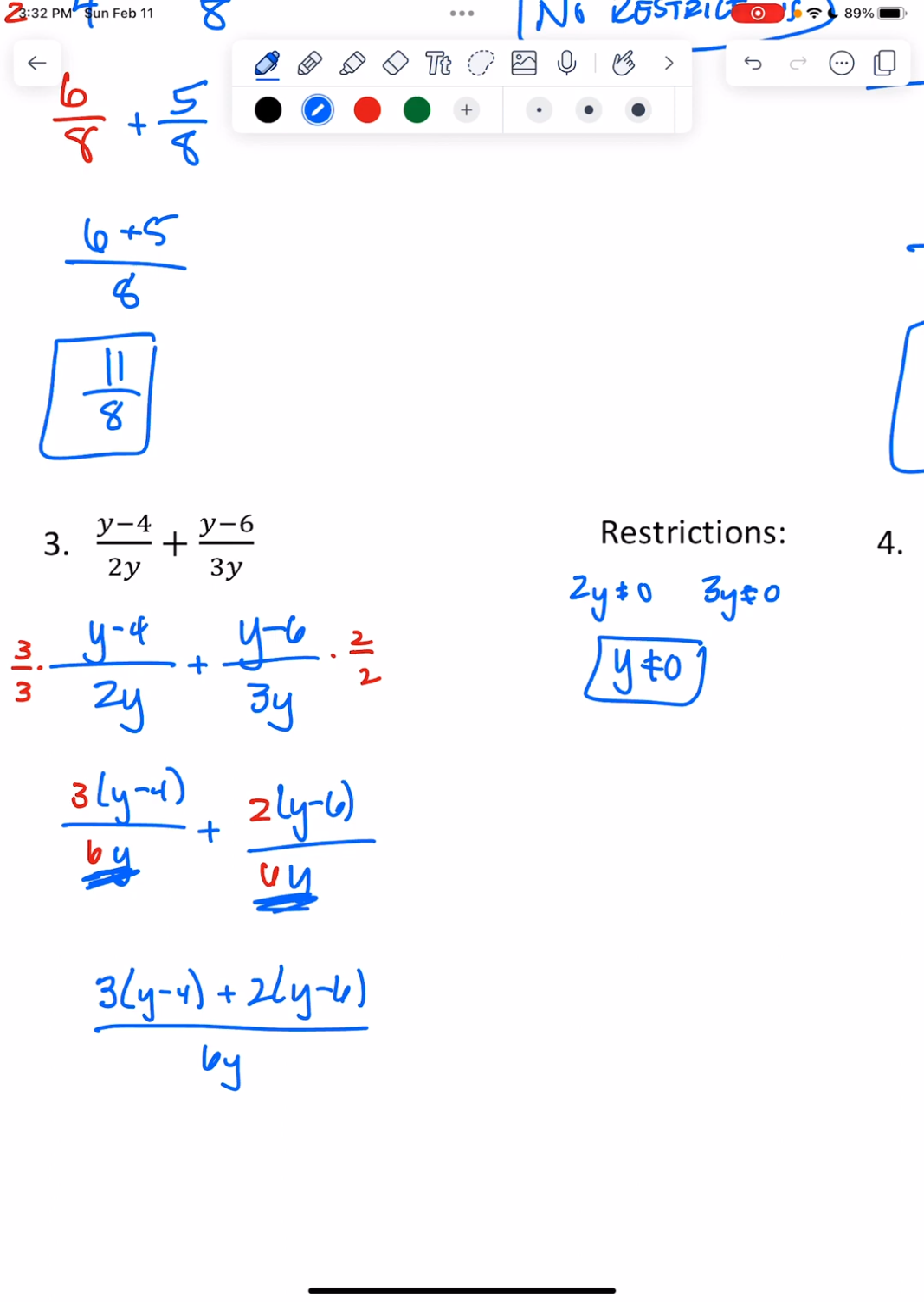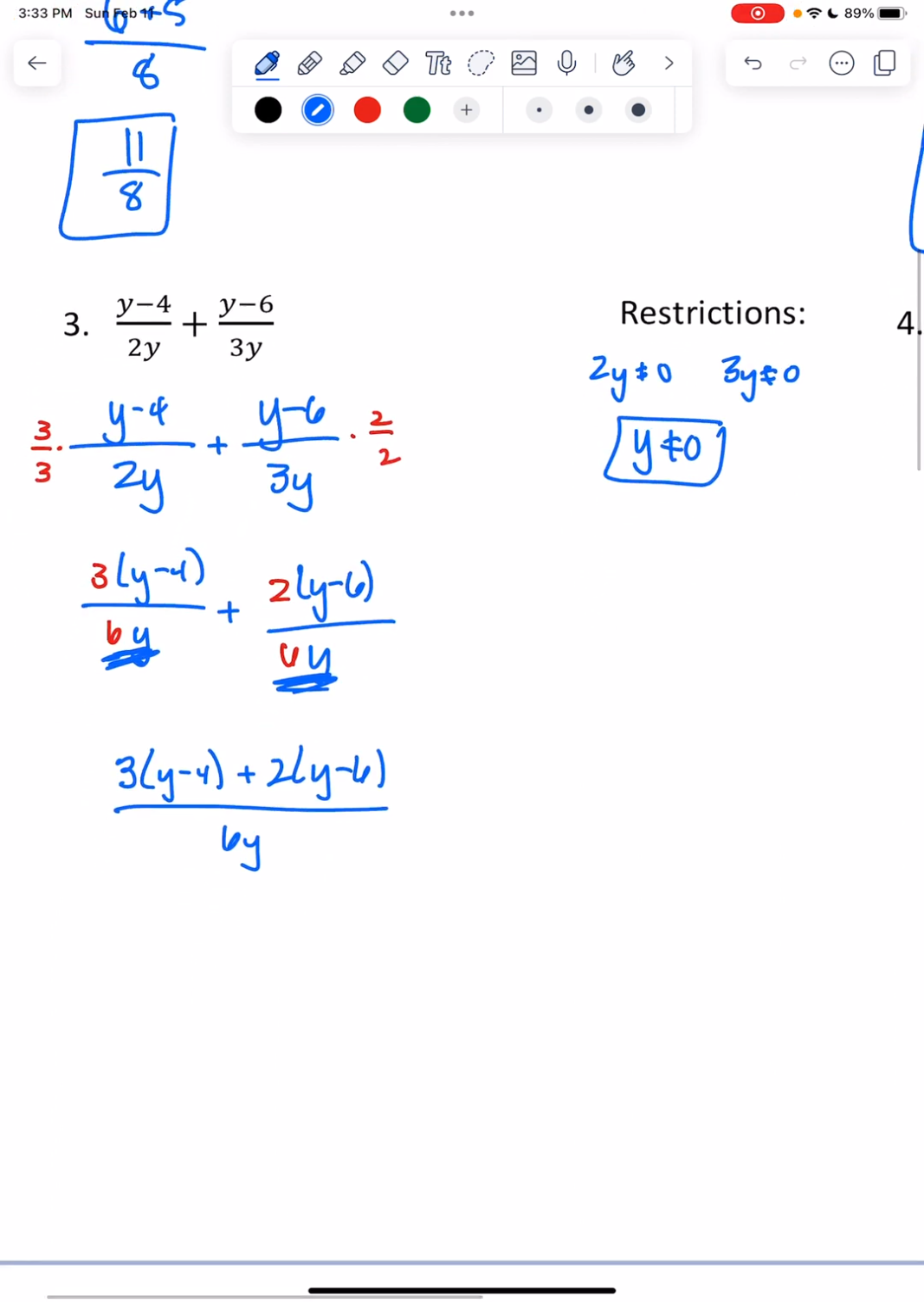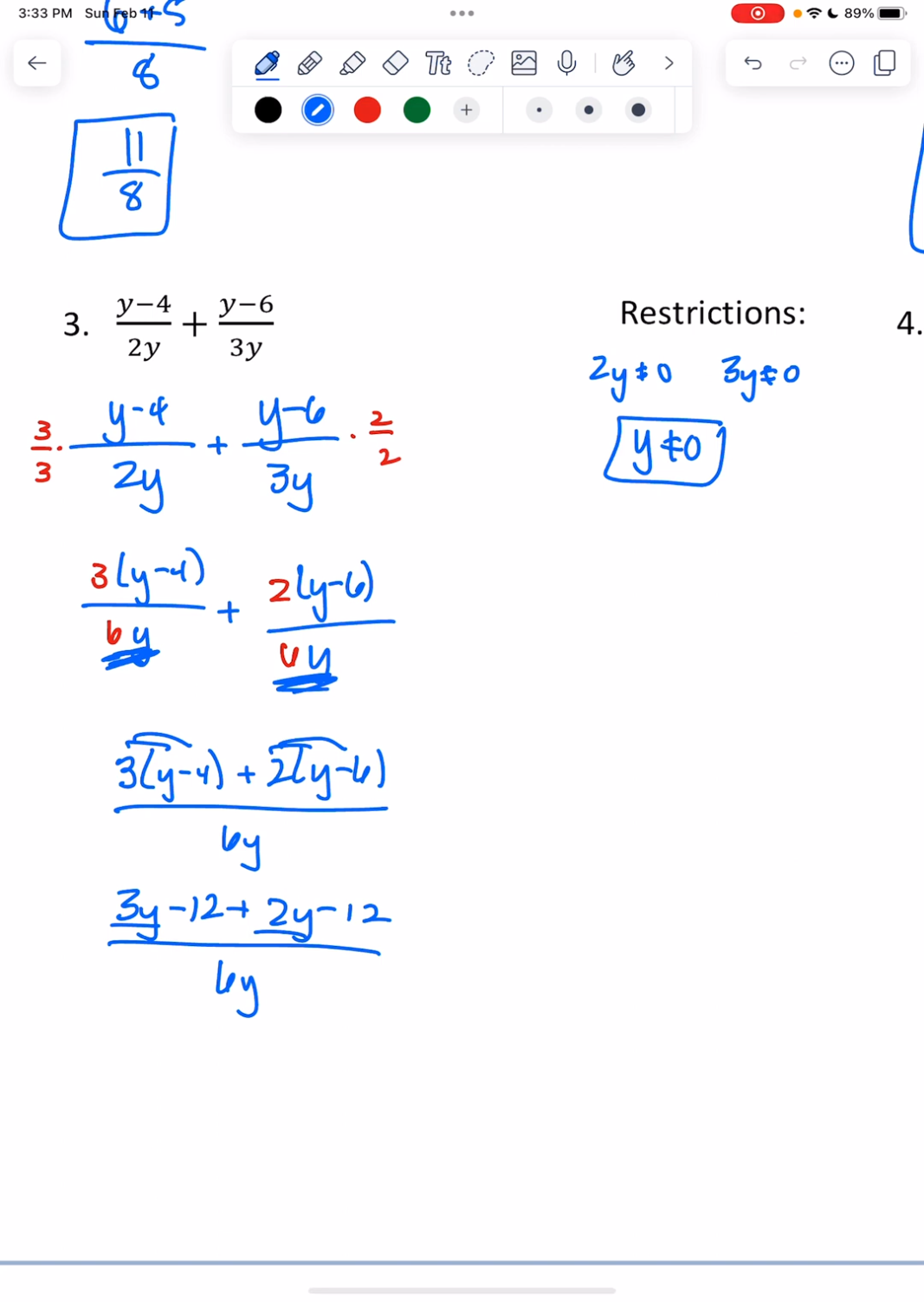Then we just simplify the top. So distribute the 3, distribute the 2. So 3y minus 12 plus 2y minus 12 would still be all over 6y. Like terms, 3y plus 2y would be 5y. Negative 12 minus 12 would be negative 24 over 6y. And we can't factor that numerator, so there's our answer. That is what we're working with.